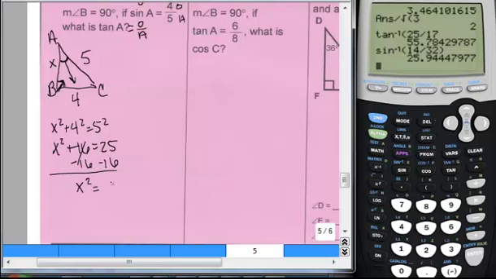So x squared is 9. We need to take the square root of both sides, and x is 3. So remember, this is a 3, 4, 5 Pythagorean triple, since the side is 3. And remember, since we're looking at this angle, this is adjacent, this is always my hypotenuse, and this is my opposite. So my tangent of A is opposite over adjacent, so 4 over 3 is my answer.